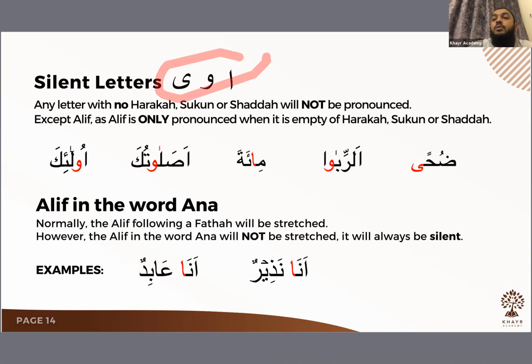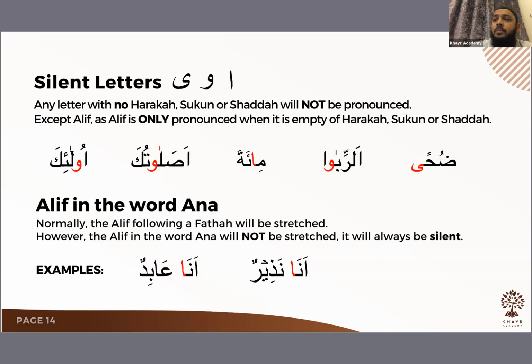Okay, so look at the first example. Duhan, dad has a damma and ha has 2 fatha. Now the ya is just there. We don't read the ya. Okay, look at this. Ar-riba, we don't say ar-riba-wa. No, the waw doesn't have any fatha, damma, kasra. We leave it silent. Same here. Mi'ata. So the only 3 letters that can be silent are alif, waw, ya.